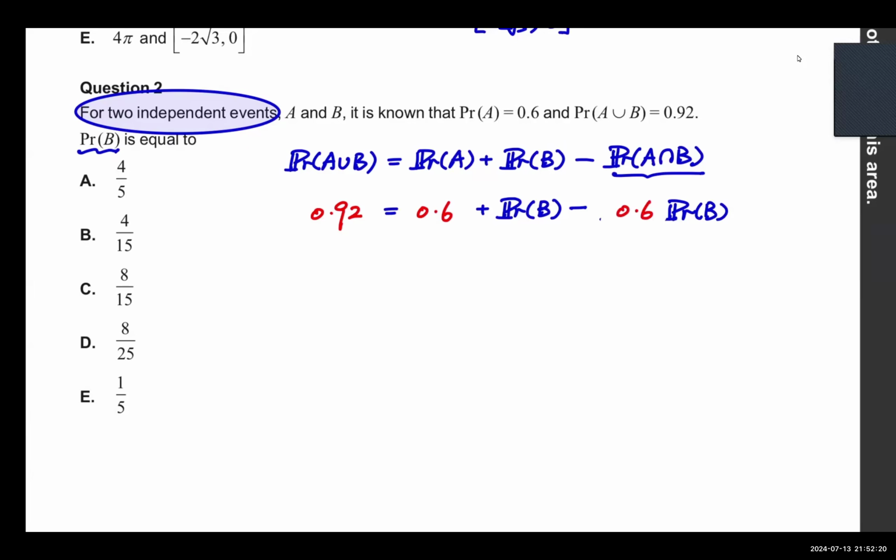All right. Pretty much this is giving you, let's say, 0.32, because you are taking away 0.6 from the right-hand side, equals 0.4 probability B. If you simplify these two terms, your probability B is only possible to be 0.8, and that is 4 over 5, okay? Option A.